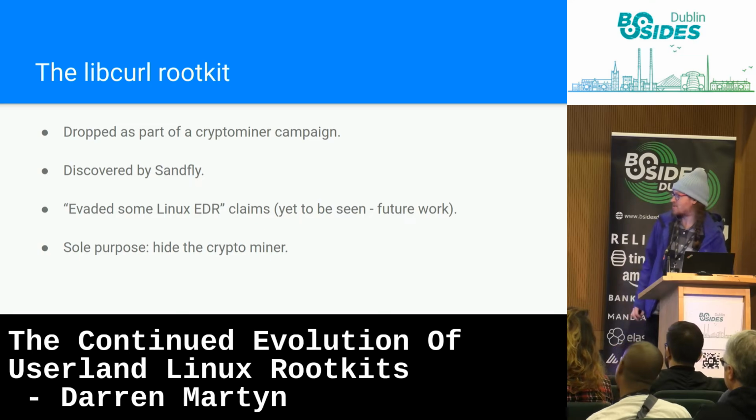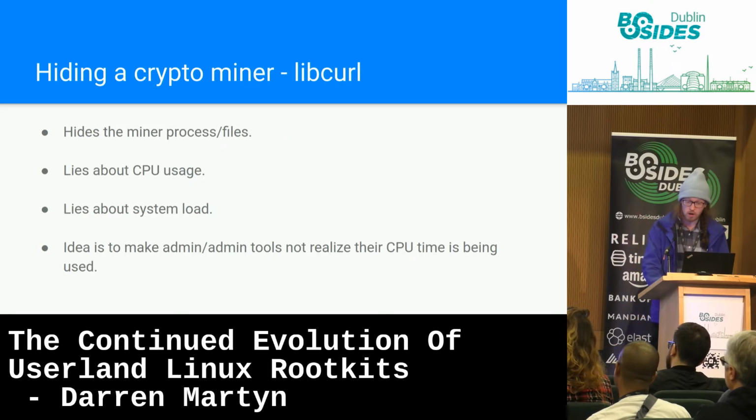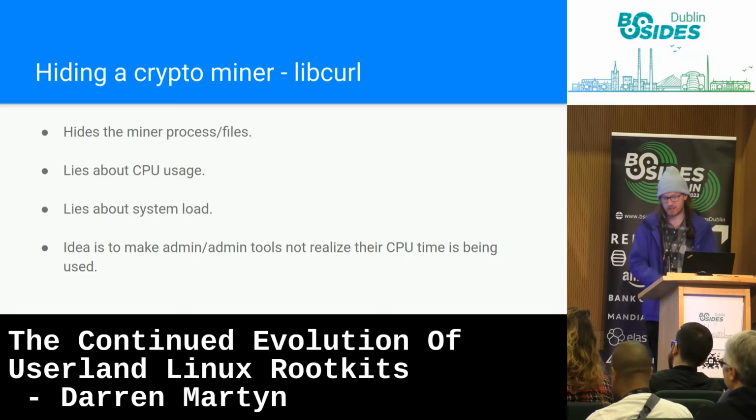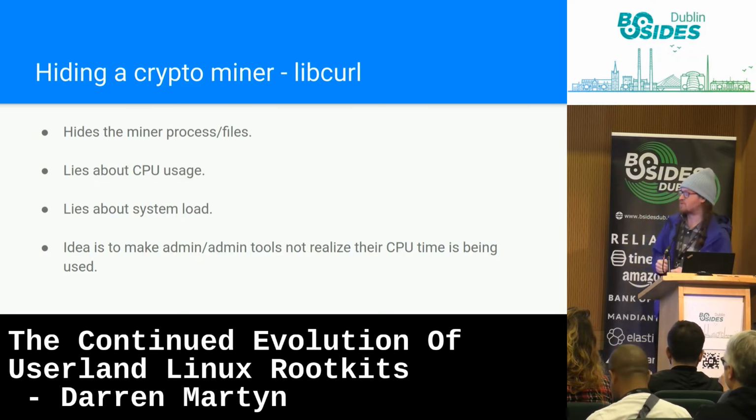I guess that's the case. But this one was neat because its one job was to hide a crypto miner. And all libcurl did was hide the miner's processing files, but also hook the functions that check CPU usage. So it would lie and say, oh, the load average is really low and there's not much CPU usage going on, while your CPU is turning into a space heater in the background. Sysadmin's logged in, oh no, load is really low, everything's fine. But yeah, somebody had written this specifically to hide their mining, which I thought was really neat.